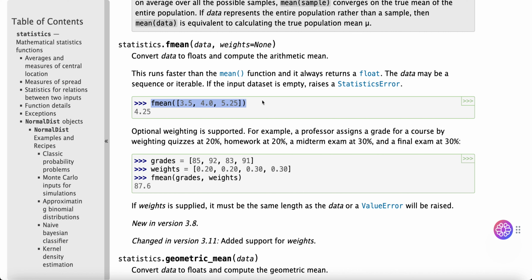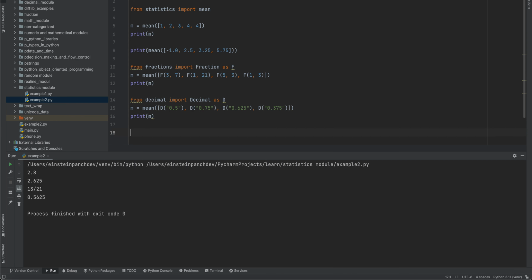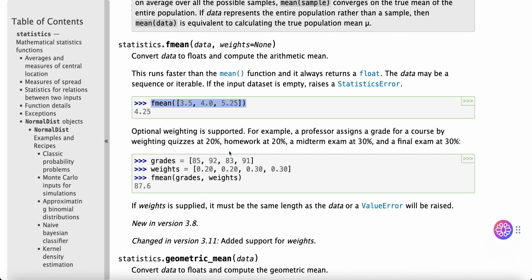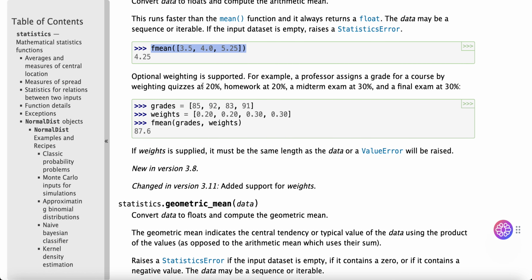fmean. Print fmean. Import fmean. Run. Optional weighting is supported.